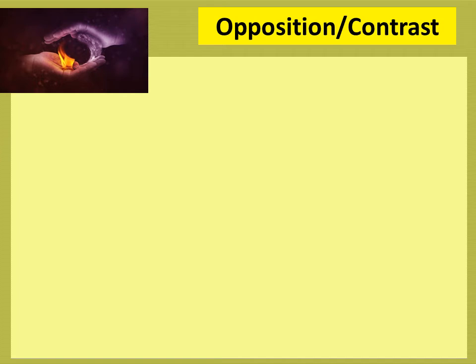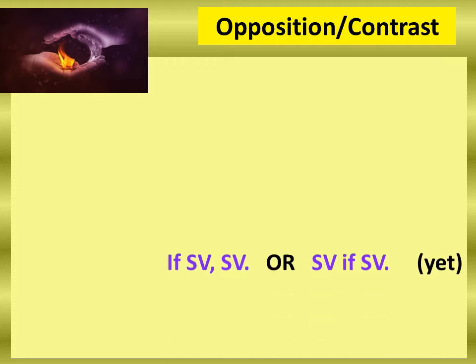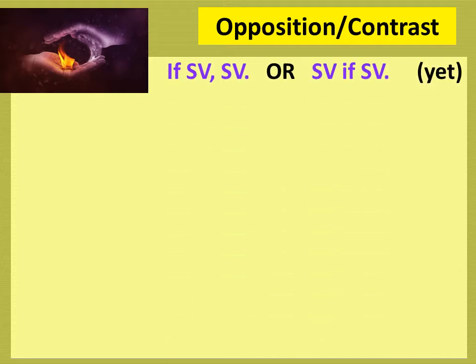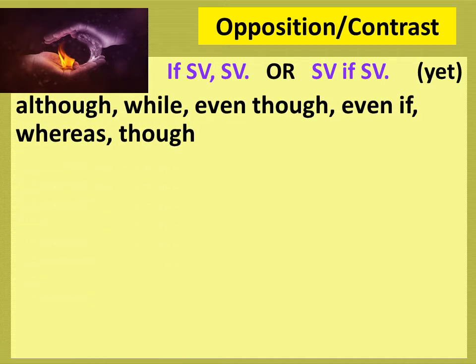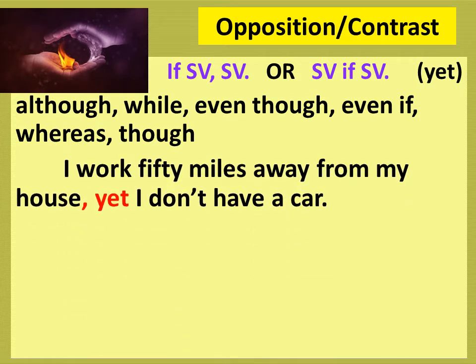Here's another example for opposition and contrast. Of course, don't forget the formula. If subject verb, comma subject verb, or the other formula, subject verb, if subject verb. Now remember, the coordinating conjunction yet means surprising but. So we can use the words although, while, even though, even if, whereas, or though, most of the time, yet not always. So if I take the sentence, I work 50 miles away from my house, yet I don't have a car, because it's a coordinating conjunction, I need a comma before yet.